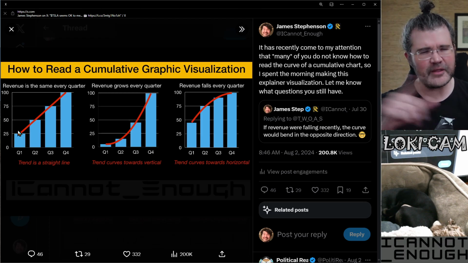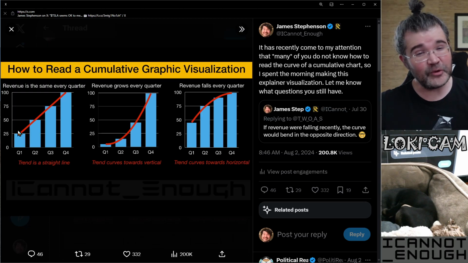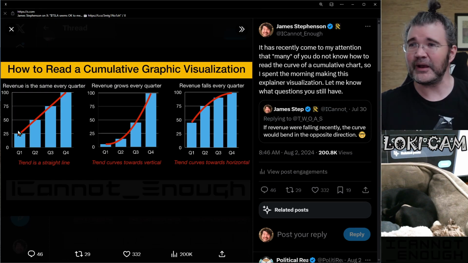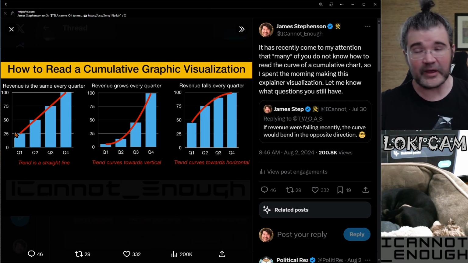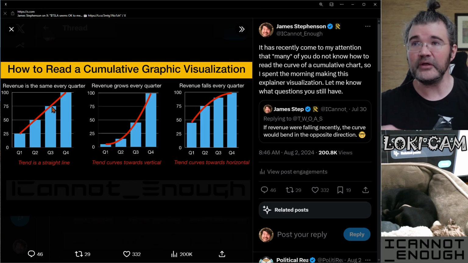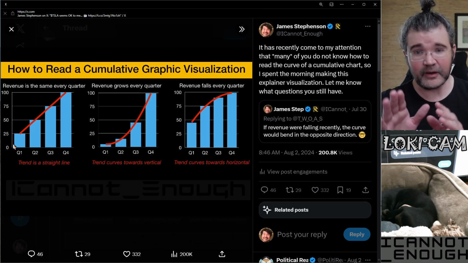As I said in another post with the same chart that was also replied to by Elon Musk, we'll see his reply here in just a minute, along with a few others. So this is what you see. You see a straight line trend passing through the top middle of each of these bars. That's the straight line trend that you see anytime revenue is always the same. 25, 25, 25, 25, and you get a straight line. With me so far? All right.